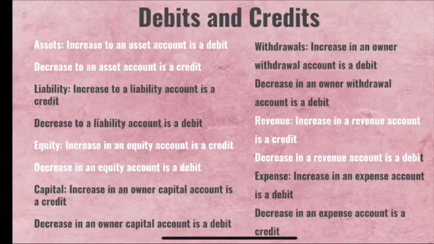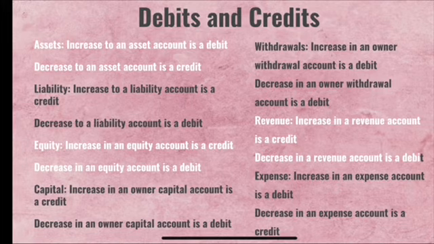So my last slide is debits and credits, and I'm just going to kind of read these off. Assets. Increase to an asset account is a debit. Decrease to an asset account is a credit. Liability. Increase to a liability account is a credit. Decrease to a liability account is a debit. Equity. Increase in an equity account is a credit. Decrease in an equity account is a debit.